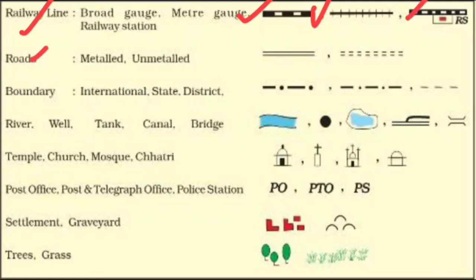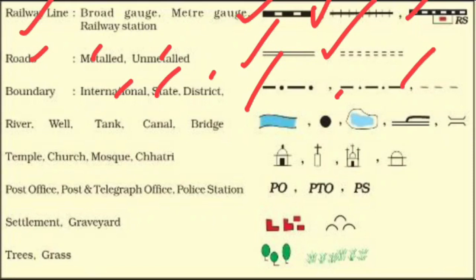Coming to the roads, here we have metalled and unmetalled roads. The first symbol shows the metalled road and the second symbol shows the unmetalled road. Coming to the boundary, we have international boundary, state boundary and district boundary. These three boundaries are shown with different symbols. The first symbol shows the international boundary, the second symbol shows the state boundary, and the third symbol shows the district boundary.